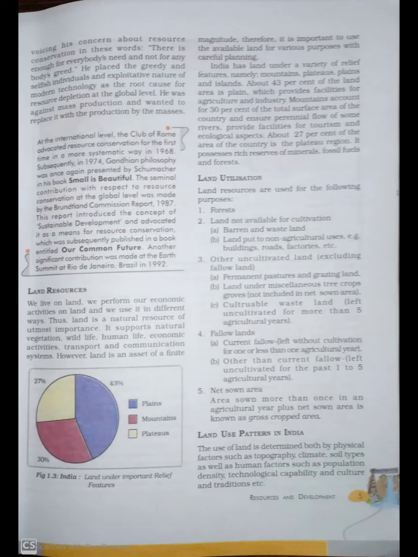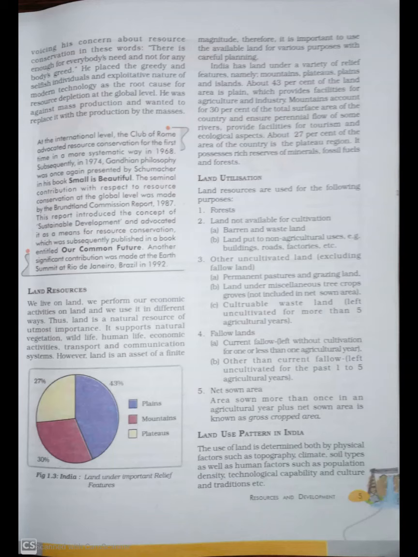Land utilization. Land resources are used for the following purposes: forests, land not available for cultivation, barren and wasteland, land put to non agricultural uses, for example, buildings, roads, factories, etc. Other uncultivated land, excluding fallow land: permanent pastures and grazing land, land under miscellaneous tree crops, groves not included in net sown area.